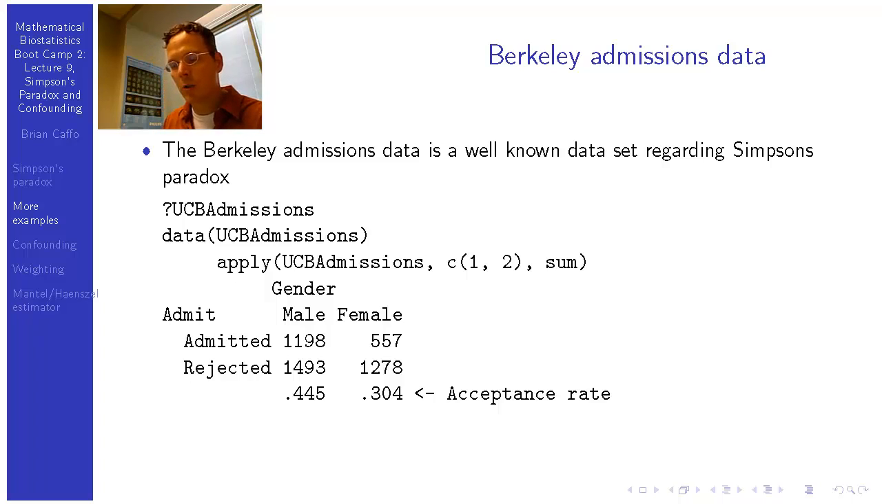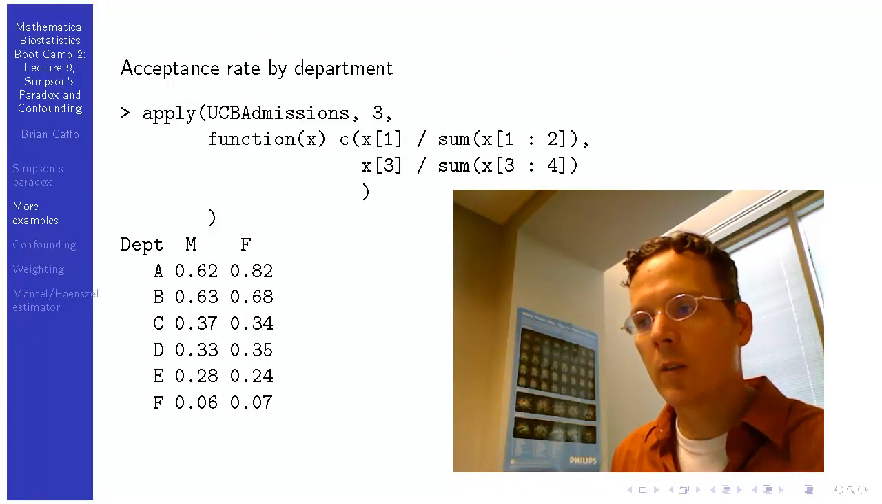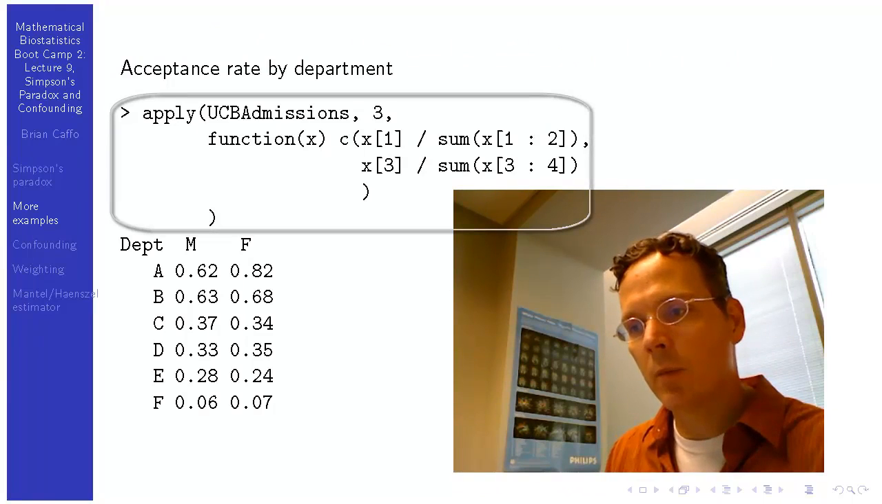appropriate marginal. So here we looked at admission versus rejection by gender, and we get that the acceptance rate was higher for males than it was for females, disregarding everything else. Okay, but I give another command here, and then it shows now the admissions rate.